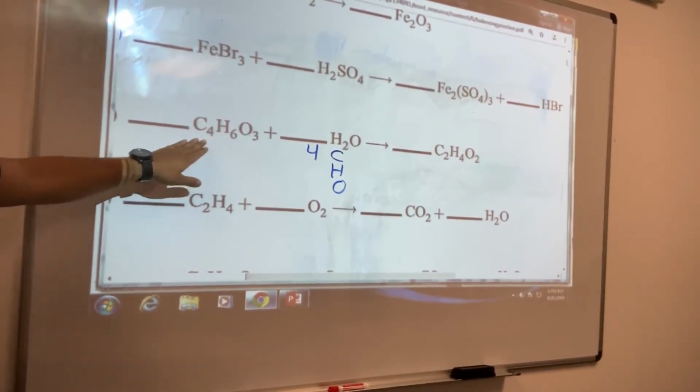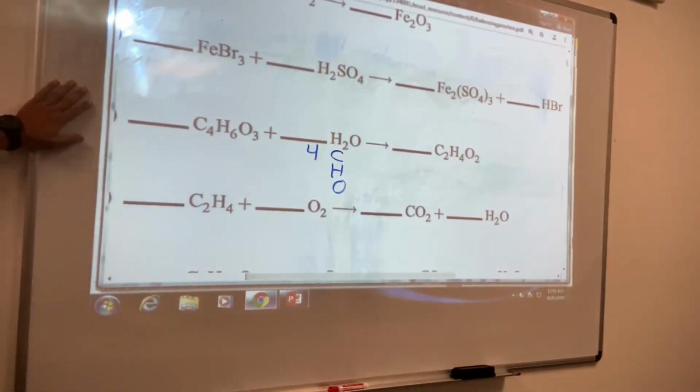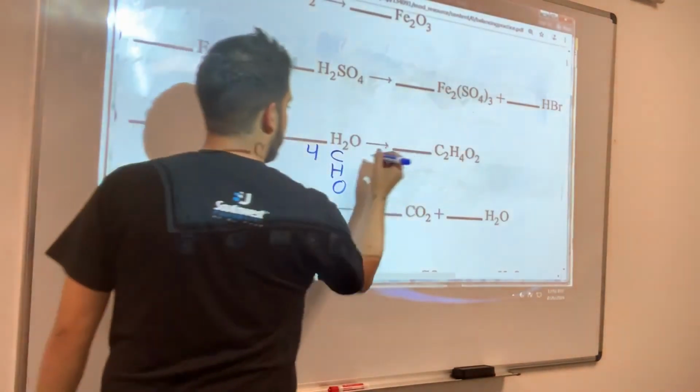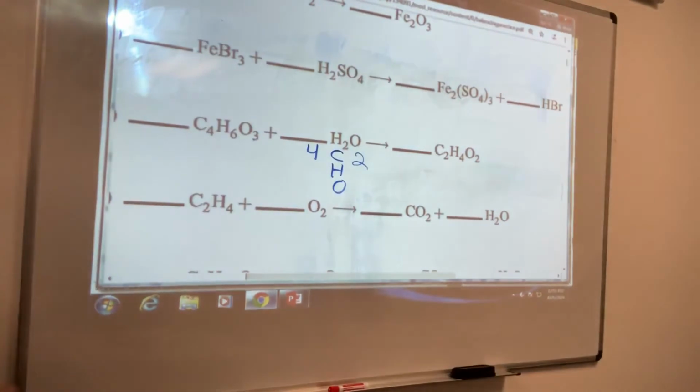Okay, so 4 carbons, that's fine. I was just messing. 4. How many carbons on the right side? 2. 2 carbons, right? Hydrogens on the left side.